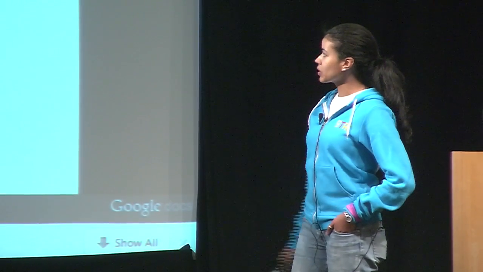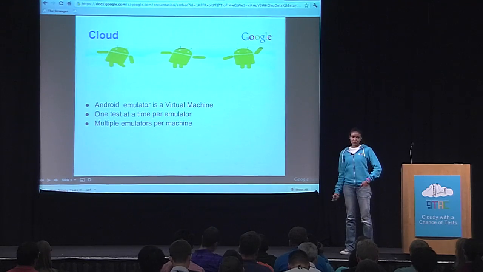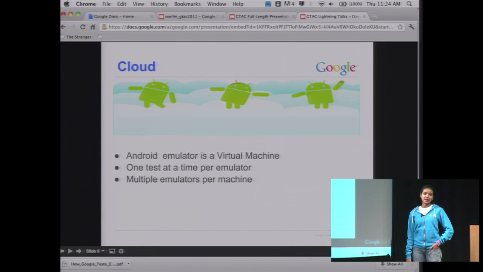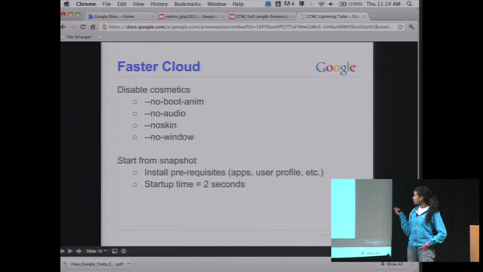So a quick word about the cloud. Android emulator is nothing but a virtual machine which can run on most operating systems. So if you have a cloud setup, you can fire an Android VM on those machines. Typically, you want to have one test at a time per emulator, and you want to fire an emulator when a test request comes up. So you can also start up multiple emulators per machine, as Simon mentioned earlier in his talk.